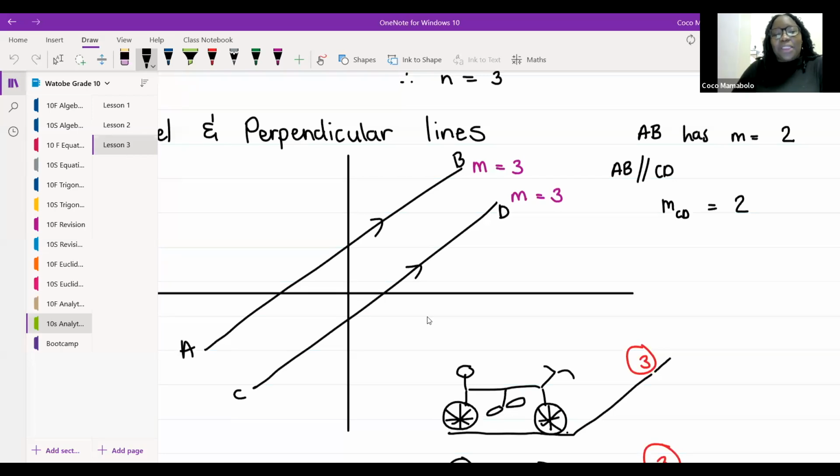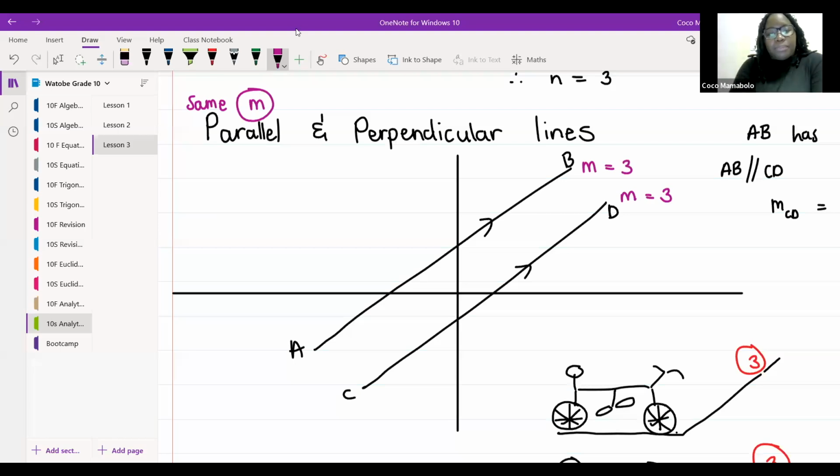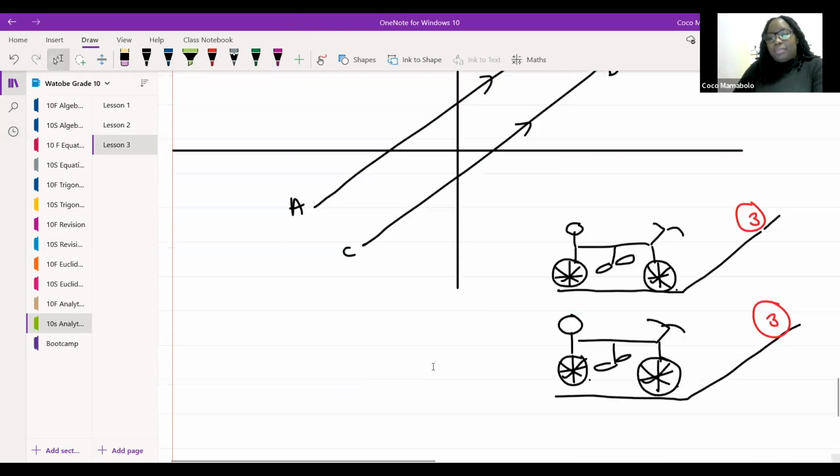Thank you, Queen Jasmine. Good, because they are parallel, they will have the same gradient. So we're going to write here, parallel lines have the same M. They have the same gradient, same M. Okay, good. But now think about this, guys.